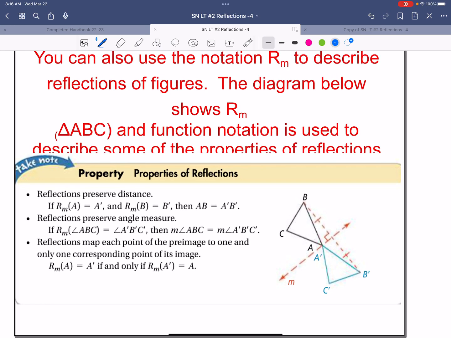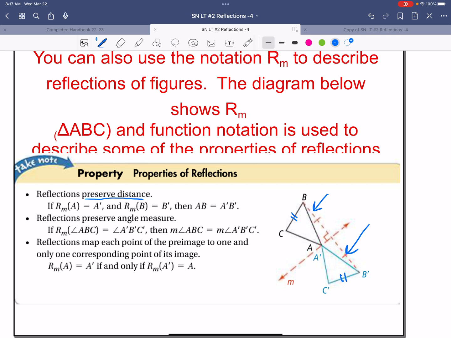Here are the properties written out. Reflections preserve distance, meaning the length of BC is the same as the length of B prime C prime. Now the ones with the primes are the image, and the ones that do not have the primes are the pre-image. So remember that from our first learning target. Reflections also preserve angle measures, so the measure of angle C is congruent to the measure of angle C prime. Same with all the other angles. Reflections map each point of the pre-image to one and only one point of its image. So if I take B and reflect over this line of reflection here, I will only get one point B prime.